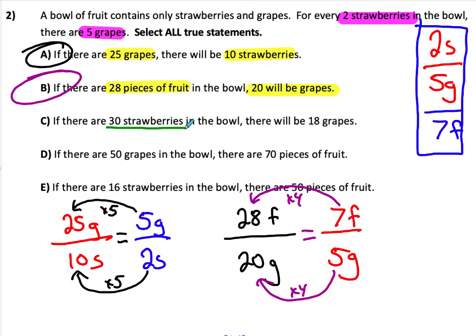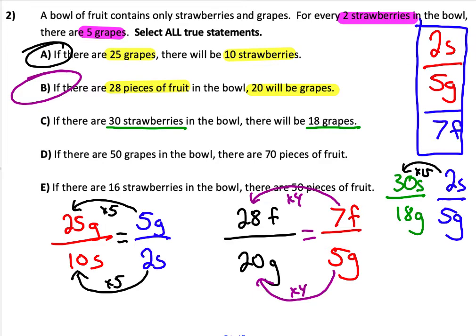So next one is 30 strawberries to 18 grapes. I'm going to check it against what I was given. So I was given 2 strawberries and 5 grapes. So now I look to see, did they both grow and change at the same rate? Well, to get from 2 to 30, I multiplied times 15. Can I do the same thing to 5 to get to 18? No. 5 times 15 is definitely not 18. So these are not equivalent to each other. So I don't want part C.